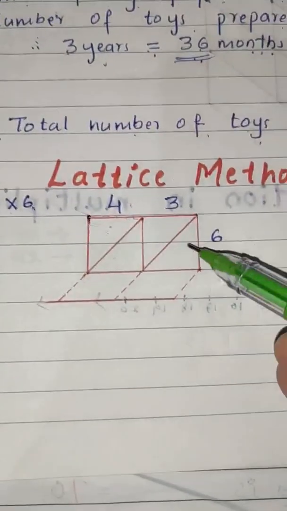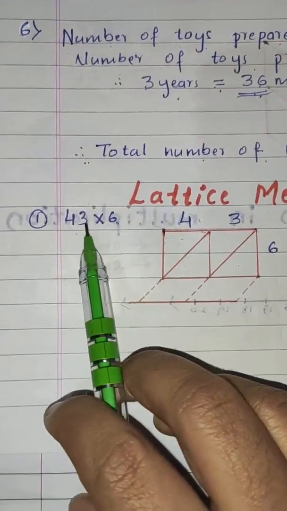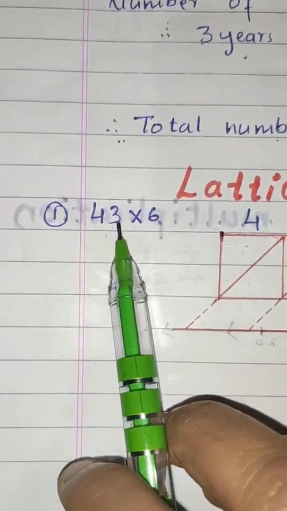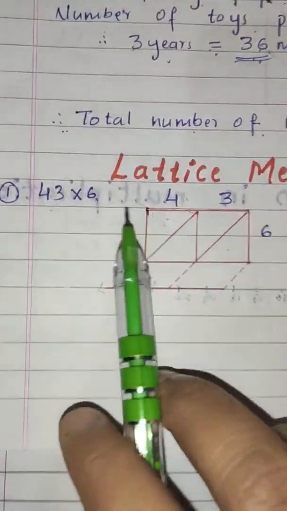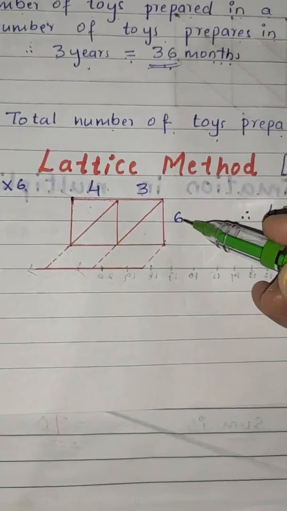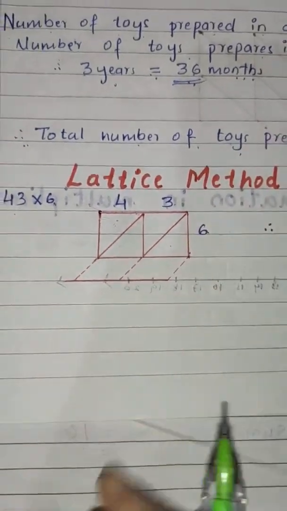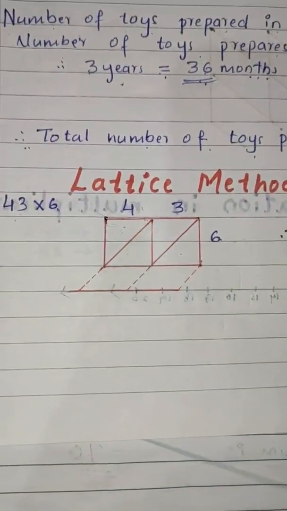First we have to draw two boxes. Here you can see there are two digits in the multiplicand. So here we have to draw two boxes, whereas here only one multiplier is there, so vertically we have to draw only one box. Here you can see it is 1 and here it is 2. Right, now let's do it.